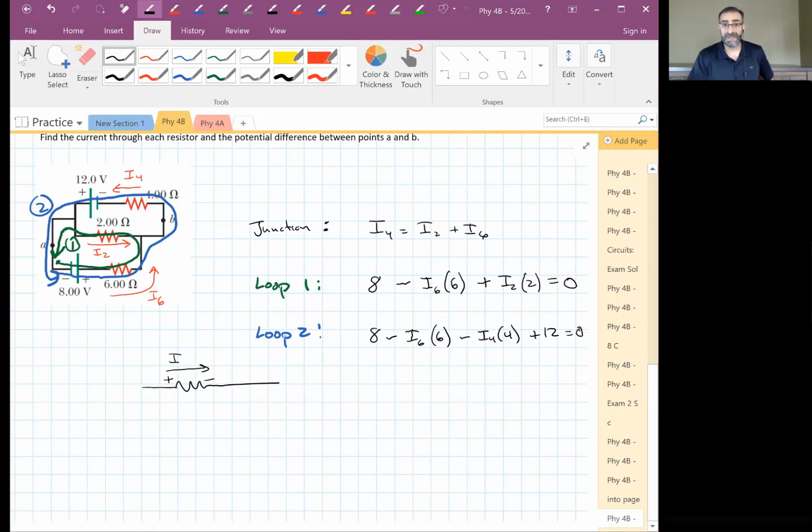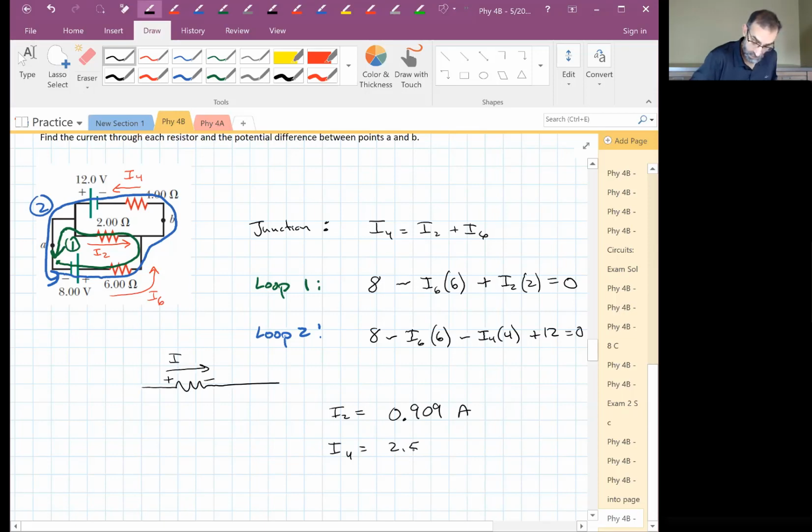Now, I solved these, so you don't have to do it right now. If you know how to use your calculator, then you can double check my answers. I got I2 is 0.909 amps, and I4 is 2.549, and I6 is 1.64.